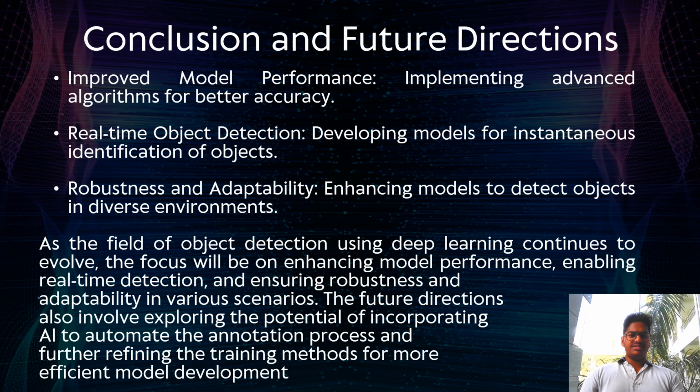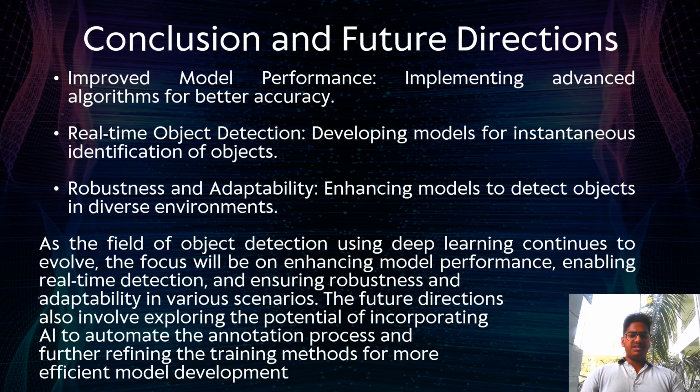Conclusion and future directions. Improved model performance: implementing advanced algorithms for better accuracy. Real time object detection: developing models for instantaneous identification of objects. Robustness and adaptability: enhancing models to detect objects in diverse environments.